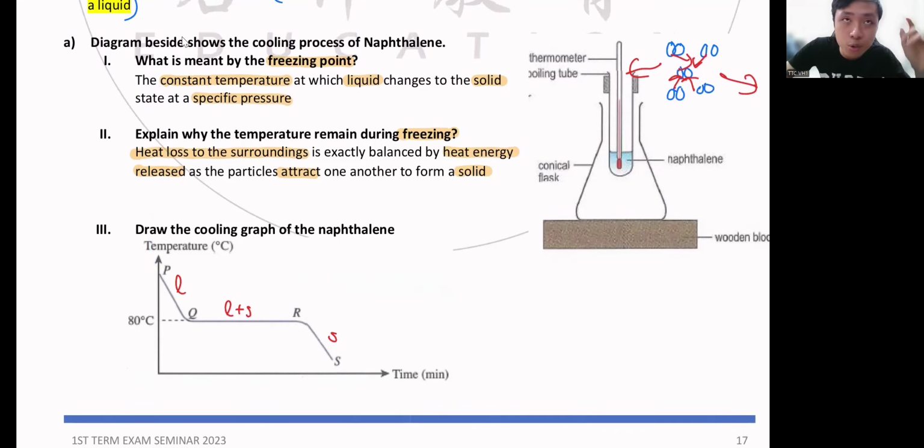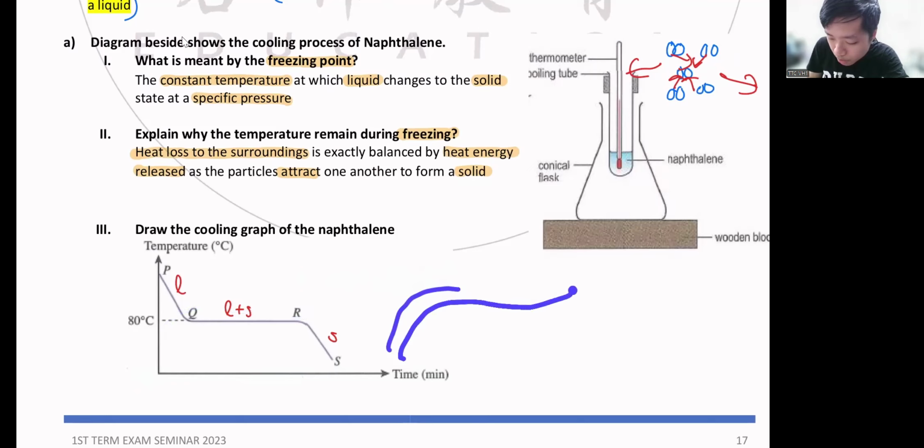If they ask you to draw the heating, the heating is just going upwards. But normally you draw like this. The graph, you don't draw the sharpened one.